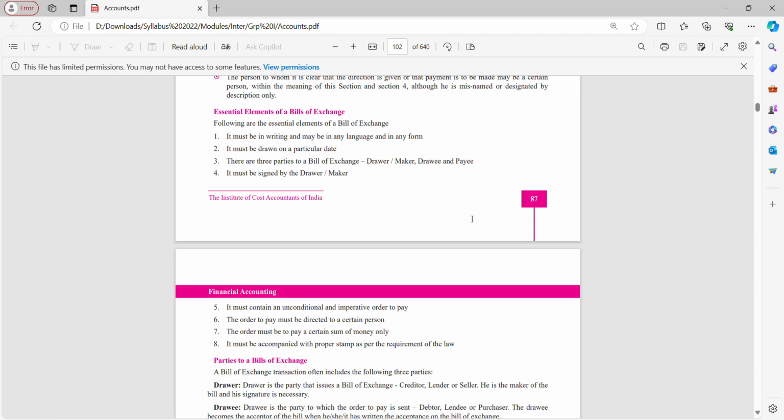So we have the essential elements of bills of exchange. It must be in writing; you cannot do it verbally. It must be drawn on a particular date. The amount needs to be paid on a particular date, signed by the maker, the drawer, and the other party, the customer, should also sign it. It should be stamped. It should have a direction that I want to pay. It must be accompanied with proper stamp as per requirement of the law. So the essential elements of bills of exchange mean it should be proper and thorough. A quick read, I'll take a pause, then we'll go to the parties to bills of exchange.